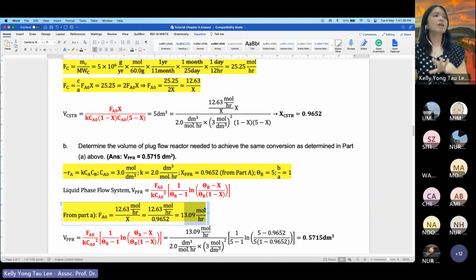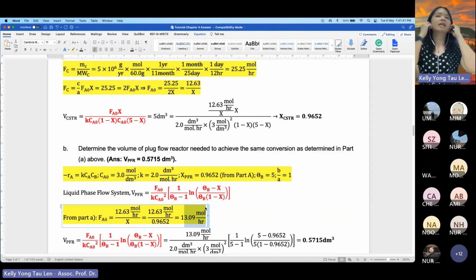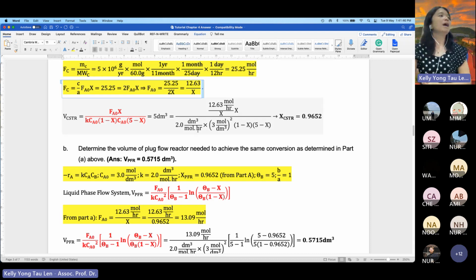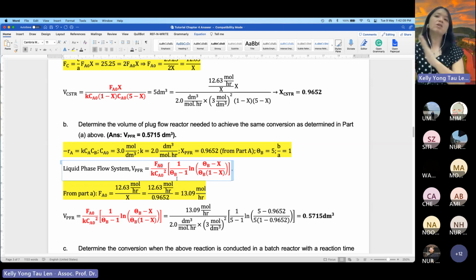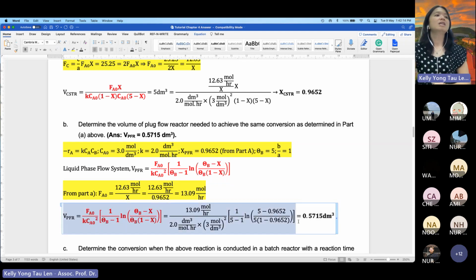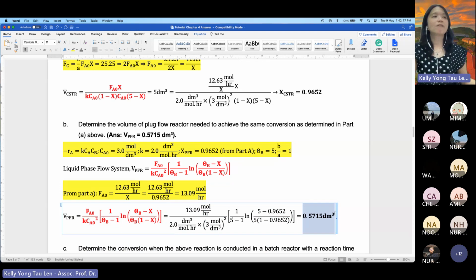Okay, so again, this question is a bit confusing. So part A, kita tak tahu nilai X tu. So kita biarkan sahaja, kita ganti dalam equation. Part B, since kita dah tahu equation, kita dah tahu conversion itu, therefore we replace the conversion with the value, you can get straight away the FA0. Okay, so settle lah FA0 kita dah tahu. The rest kamu dah boleh cari. K kita dah tahu, CA0 we already know, theta B we already know, X also we already know. So again, all these things you substitute inside, you will be able to get the volume of the PFR as 0.5715 dm cube.